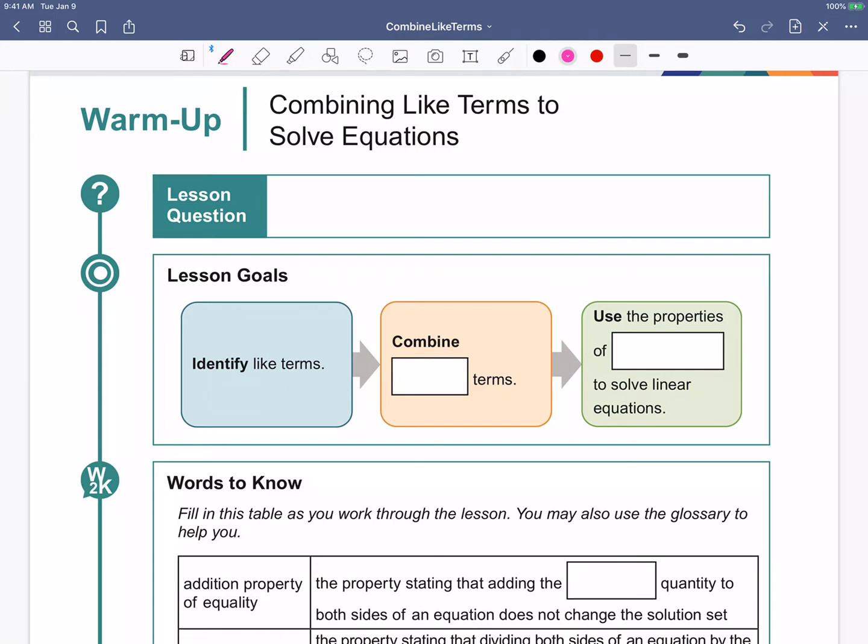Hello everyone. So we're going to go ahead and start by covering something we learned at the beginning of the year, and it's something that you're really going to need to remember when it comes to your math next year and the year after, because this is something that you're going to see over and over again.